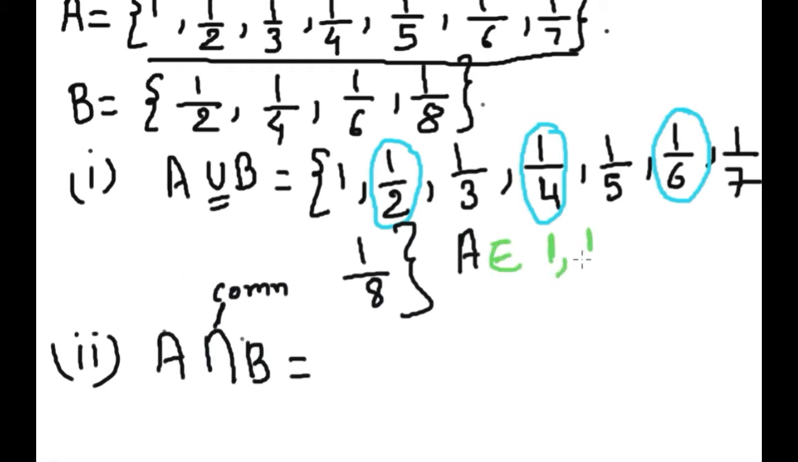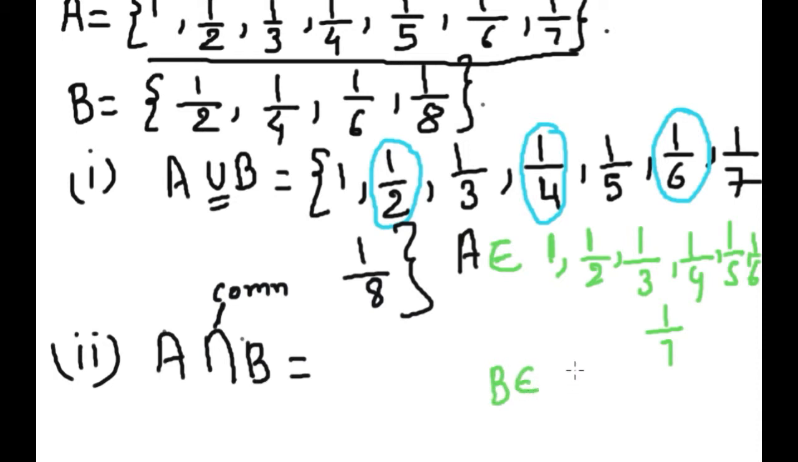1, 1 by 2, 1 by 3, 1 by 4, 1 by 5, 1 by 6. Sorry, 1 by 7. And element of B are 1 by 2, 1 by 4, 1 by 6, 1 by 8. Now we will find the common. अब हम common निकालेंगे.